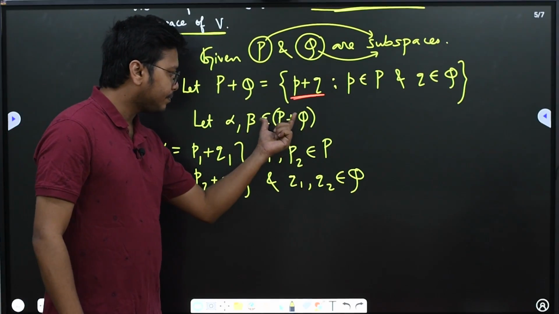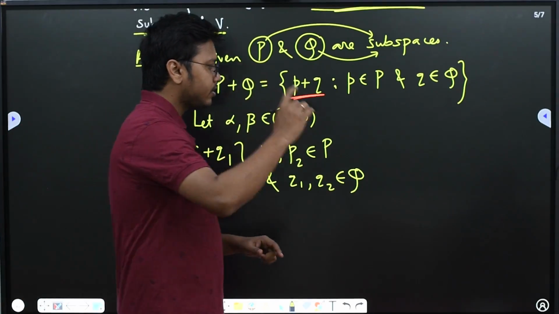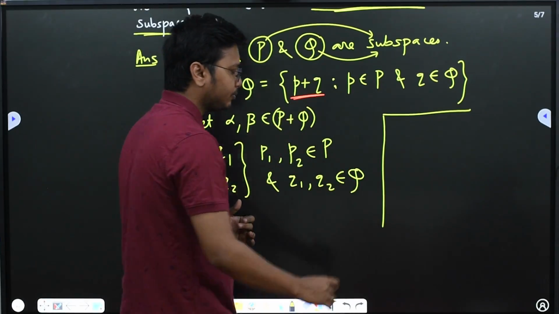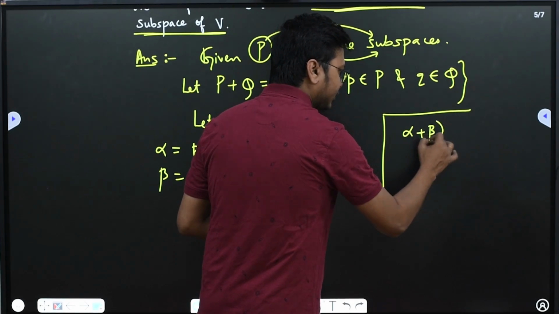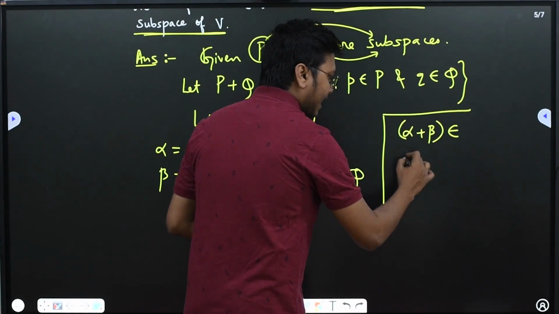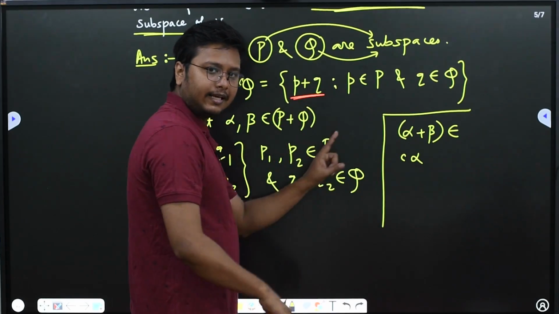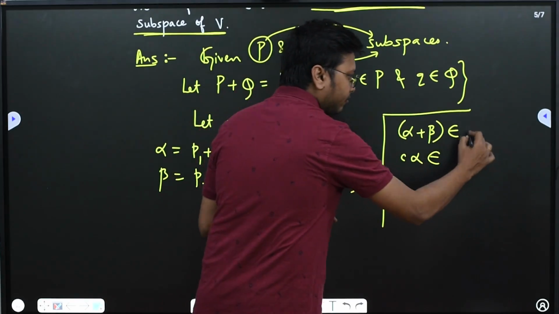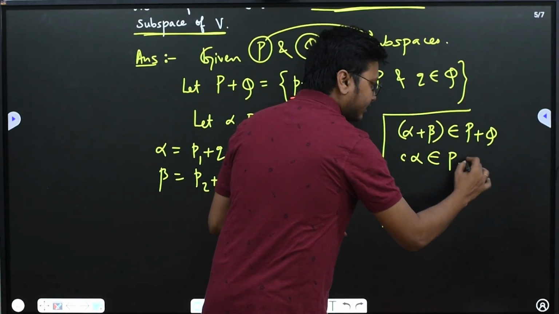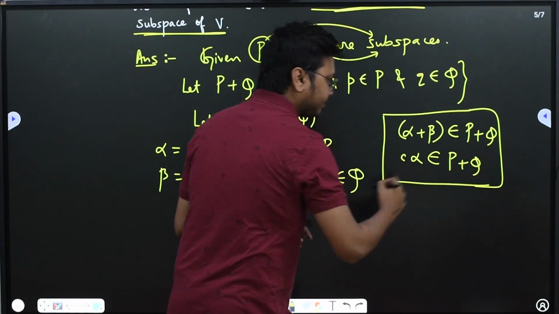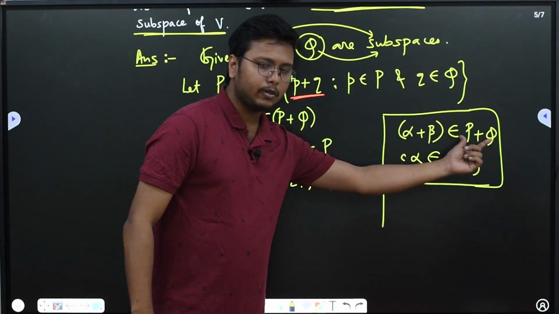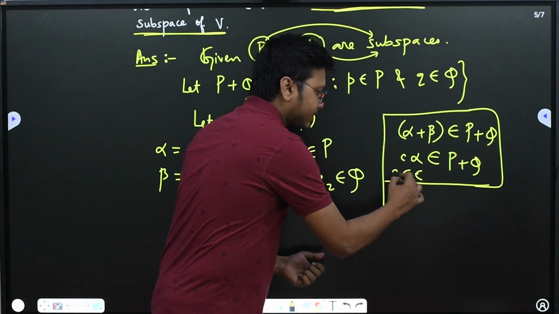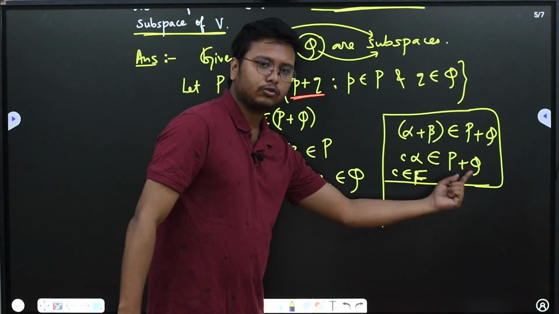Now in order that P plus Q forms a subspace, just remember what the conditions were for a subset of a vector space to form a subspace. First of all, we had to show that their addition belonged to that set, and some constant times the element that I've taken also belongs to that particular set. The set we are working with is P plus Q in this case. So this is what we are trying to show: the addition of those elements will belong to P plus Q, and some C taken from the field F, that also belongs to P plus Q.